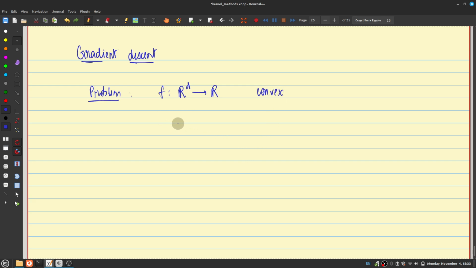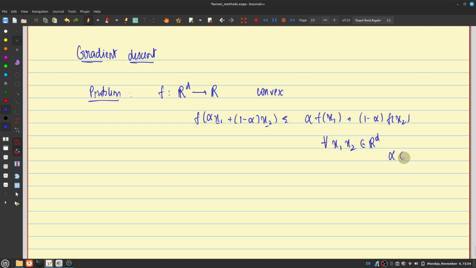What's the definition of convexity? f of alpha x1 plus 1 minus alpha x2 is less than or equal to alpha f of x1 plus 1 minus alpha f of x2 for all x1, x2 in the domain. In this case, we'll just take this to be R^d and alpha in [0,1]. So that's a convex function. Our goal is to minimize this convex function.